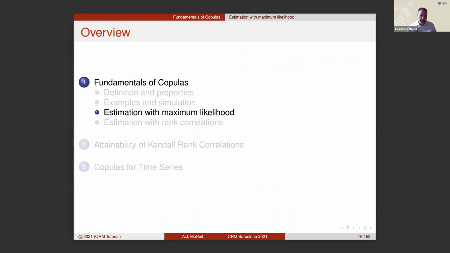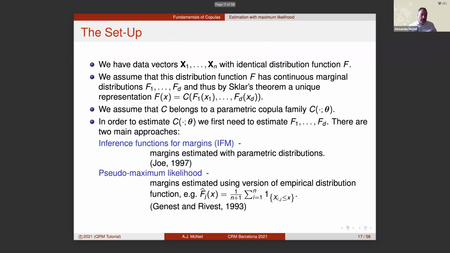But what I want to do is cover estimation first, and then we can have a look at all of that in R. So a copula is a distribution function, and it can be fitted to data. So if you have some data, you can estimate a copula. So this is the setup here that we're talking about.